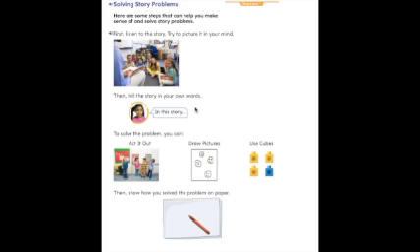Someone in your family, a sibling. To solve the problem, you can act it out, you can draw a picture, or you can use cubes or other objects you may have at home. The final step is to show how you solve the problem on paper. Draw a picture, use your words, or write a number sentence.